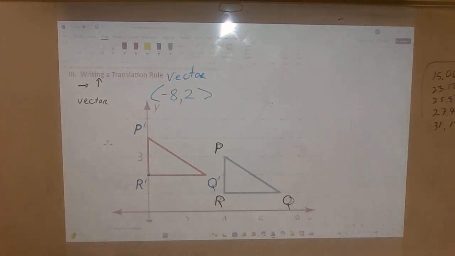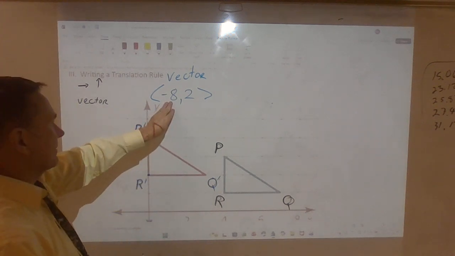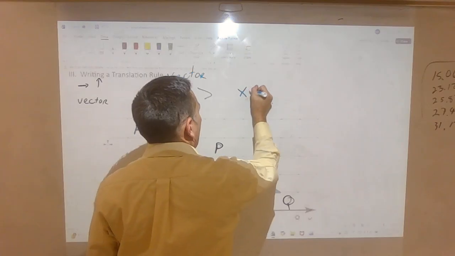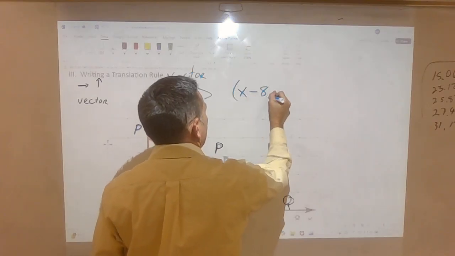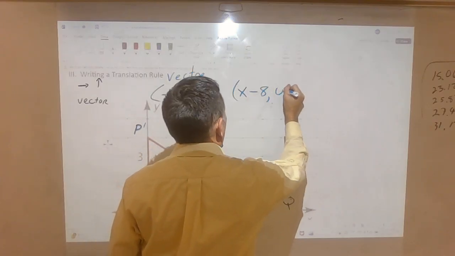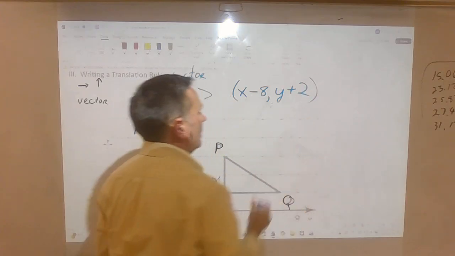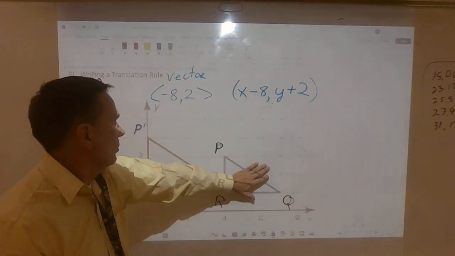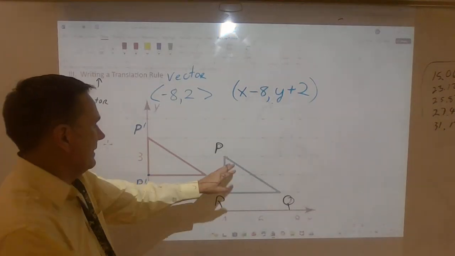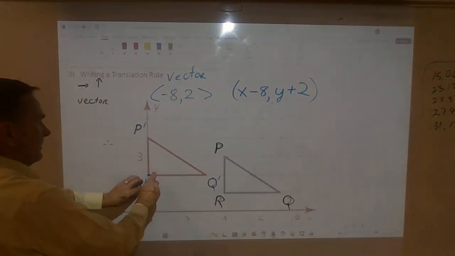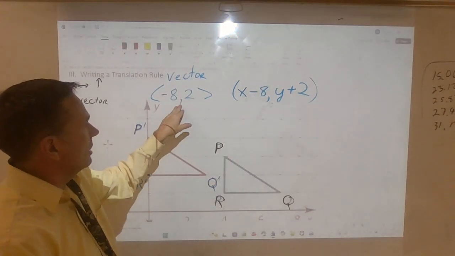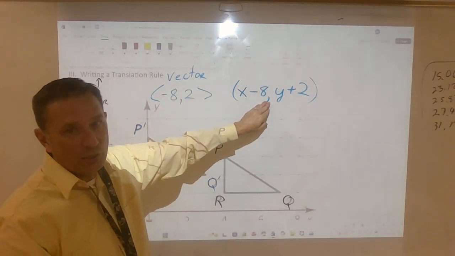Now, if we want to come up with a certain rule, because these are x's and this is y's, we can also list this as x minus 8 and y plus 2 as our answer. This is what's going on here. We're moving this thing 8 units to the left, 2 units up. So we can show this using a vector or with kind of like an equation here.